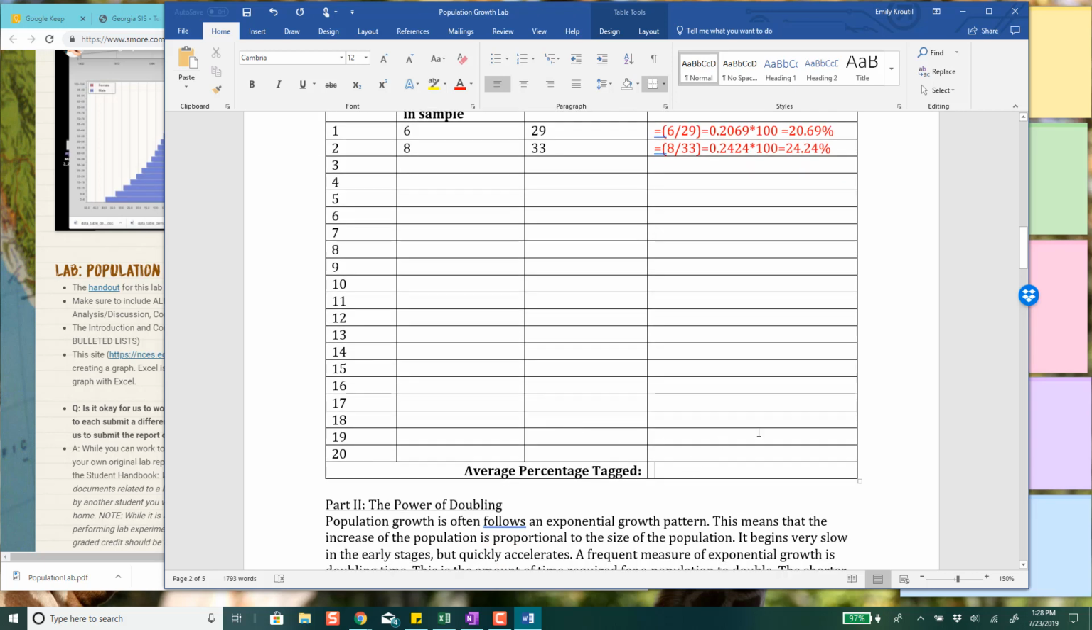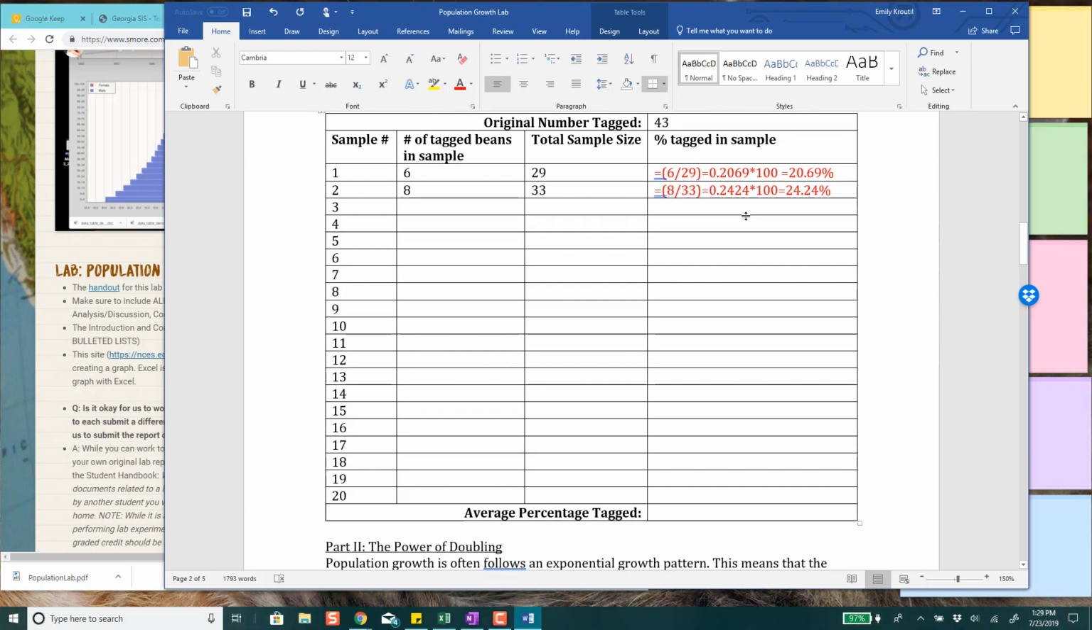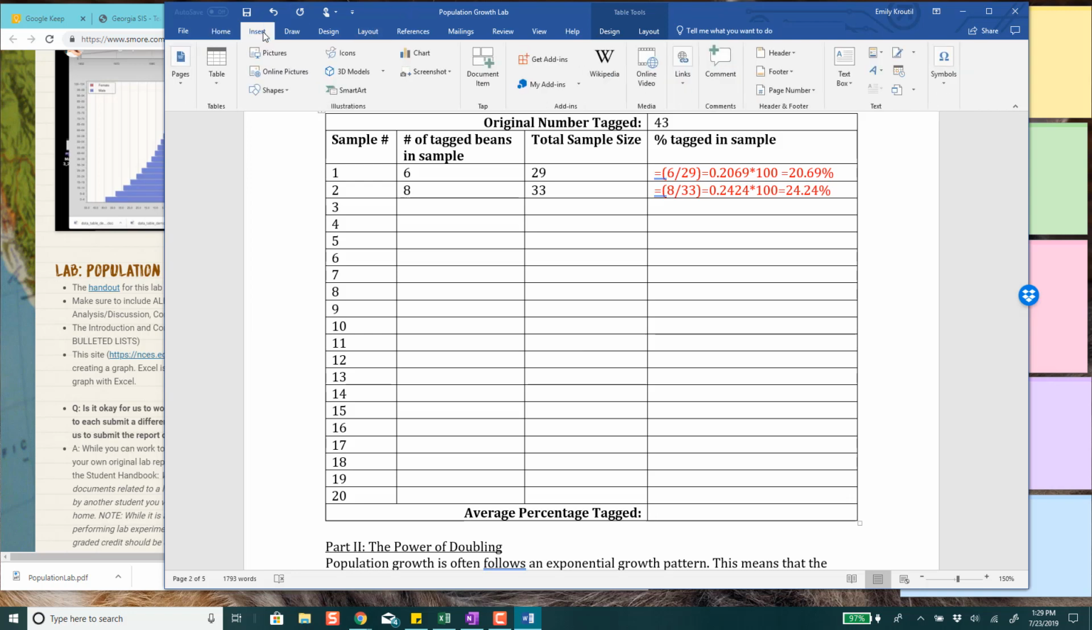Once you've done that, you're going to find the average percent tagged. You're going to add up everything in your percent tagged column, so you'll get the sum. Let me see if I can find that symbol.